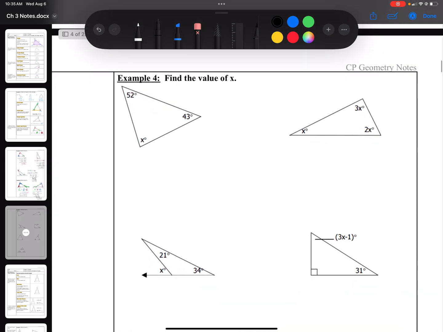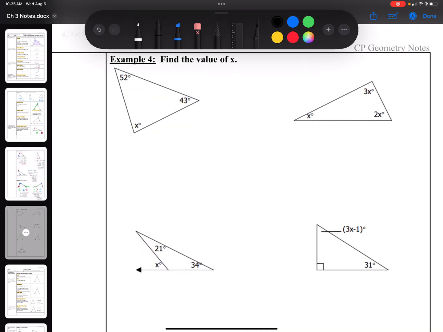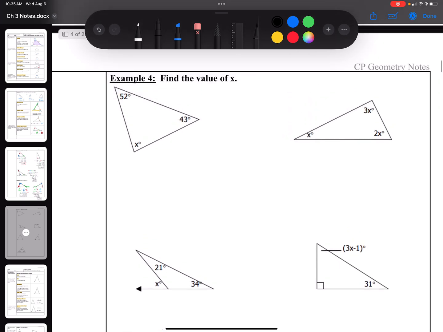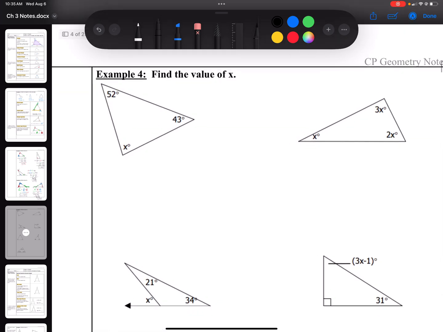At this point, I'd like you to pause the video and try out all the problems under example 4 on your own. When you're ready, unpause the video and you can check your answers.